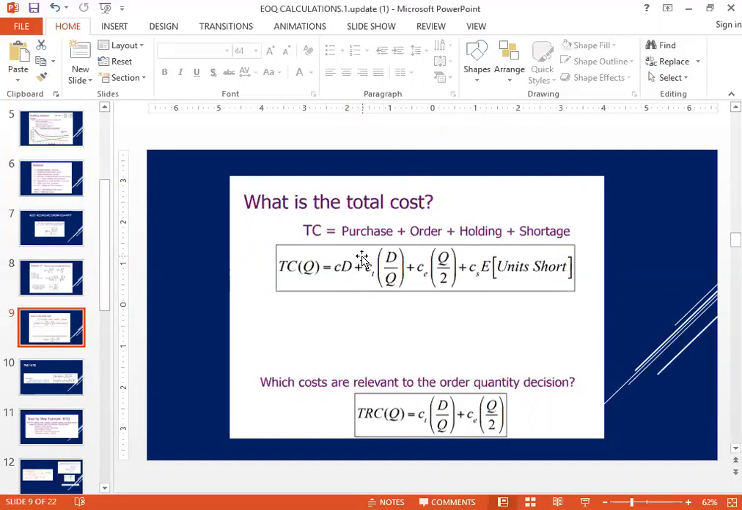Also, I do want to mention that in most of the questions, shortage cost is not included. Also, please note here that CE is mentioned in both the total cost formula and the total relevant cost formula. And as I've mentioned previously, CE is basically C into H.